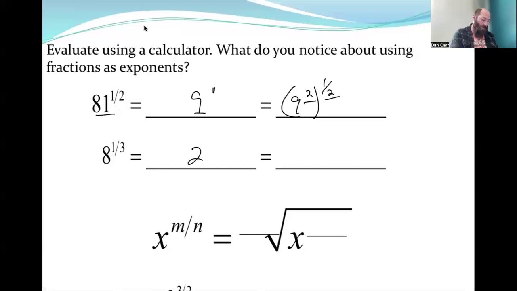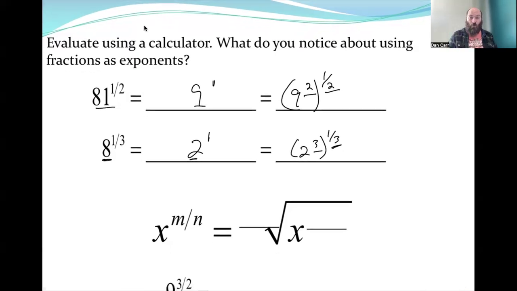Same idea here. If I think about 8 and 2 and how they're related, well, 2 to the third power, 2 times 2 is 4, times 2 is 8. 2 to the third power is 8, so that's the same thing as that. So I take 2 to the third to the 1/3 power. These are also going to cancel each other out. So I end up getting 2 to the first power. So we get something that's very similar to our square roots.